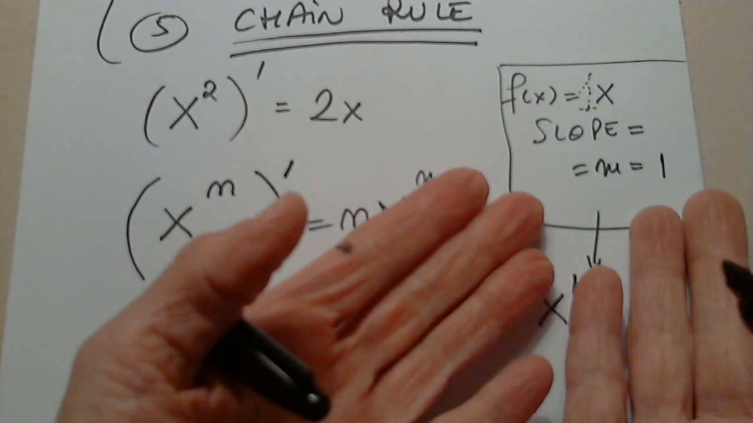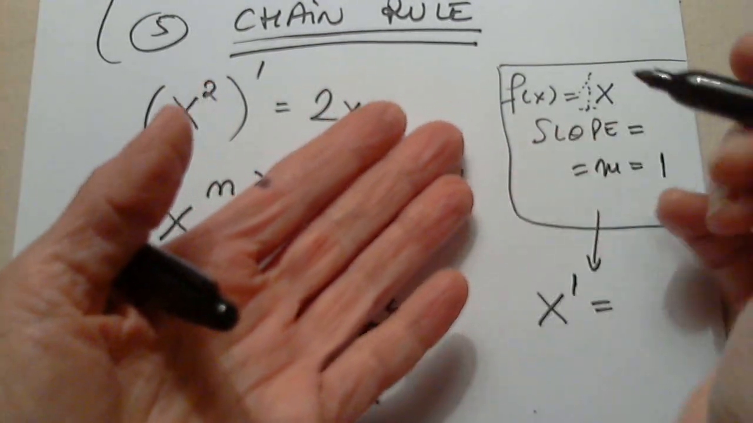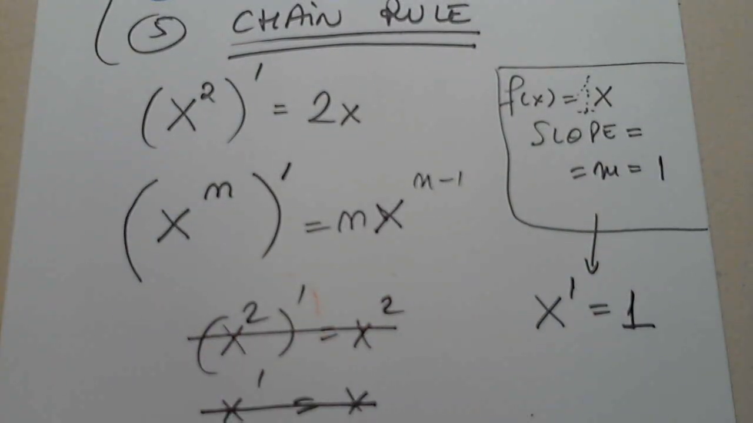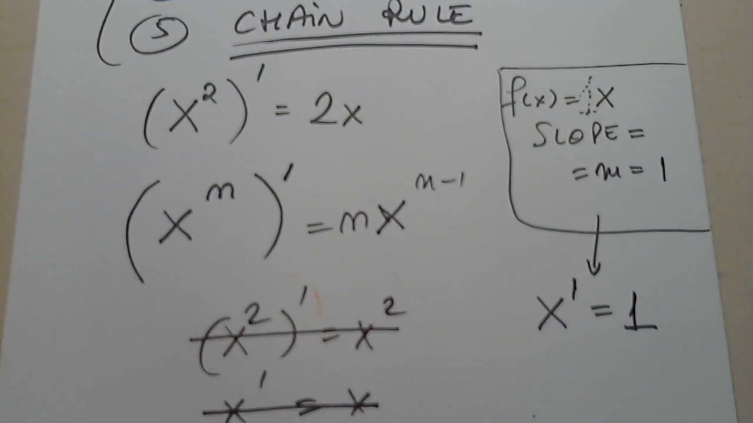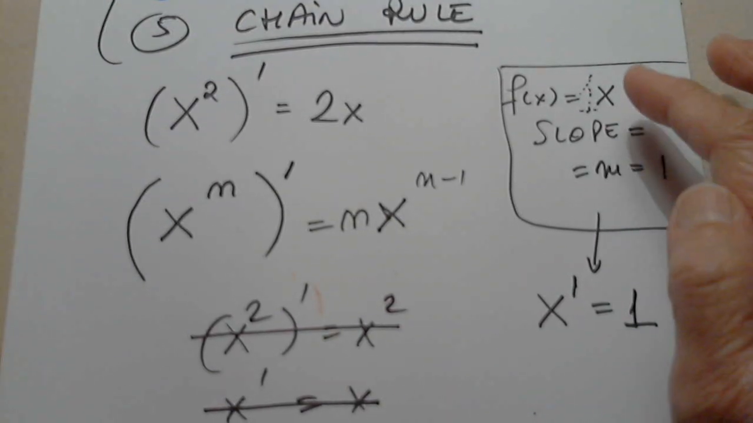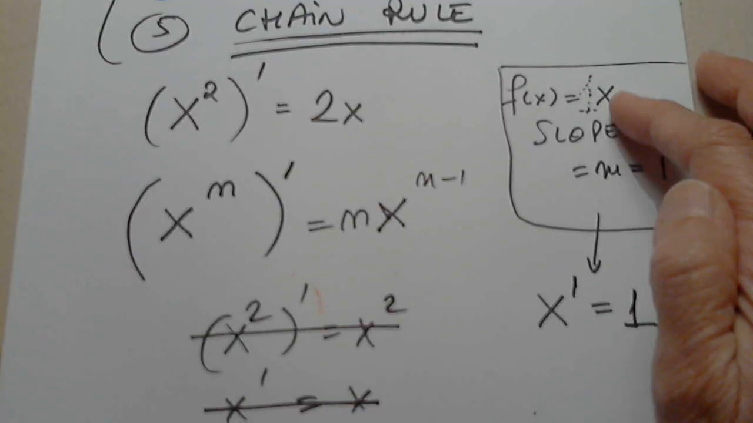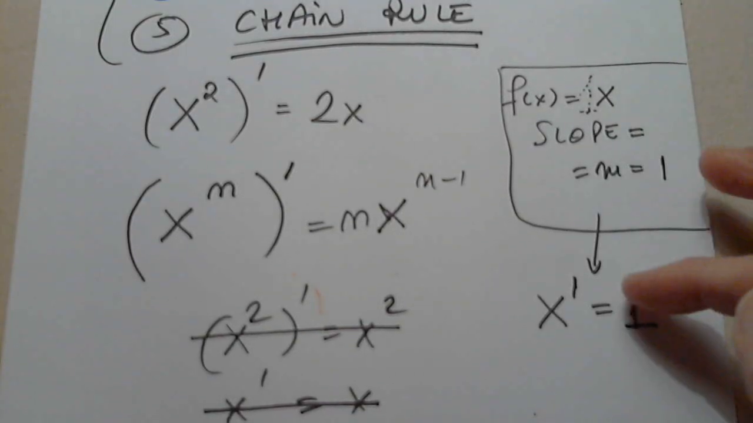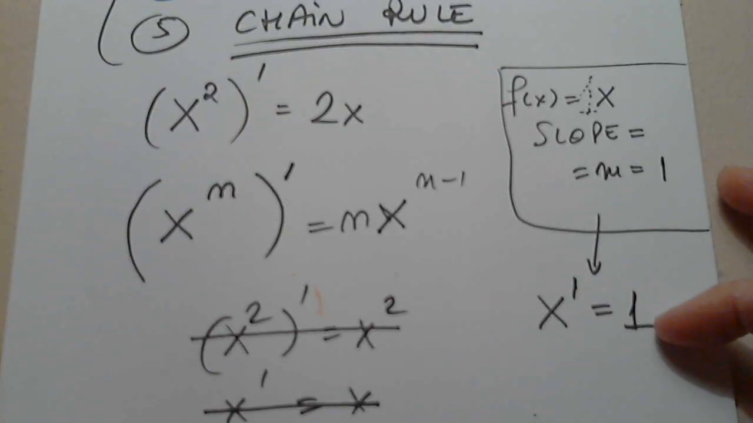This is the slope. That's all it means. That's the rate of change of the function. So x prime is 1. This is it. So the slope of this line, because it's going to be a constant in this case. So please remember x prime is 1.